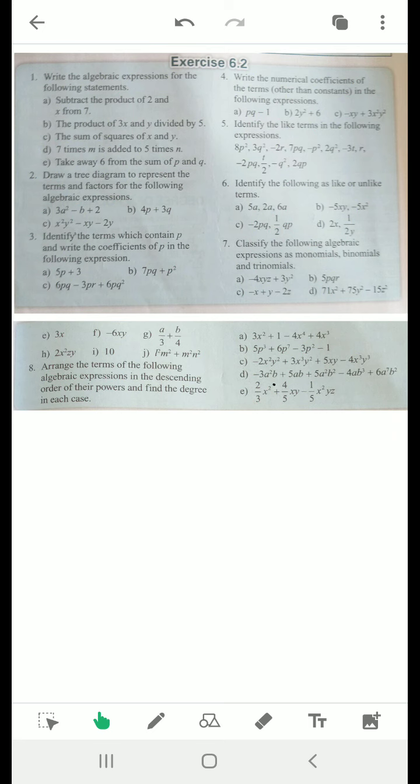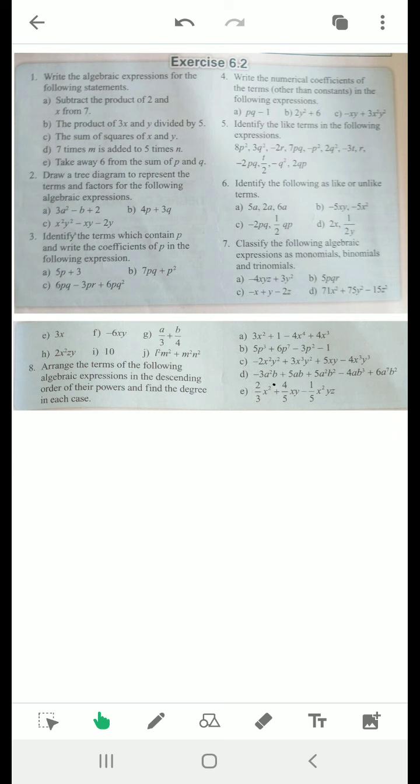In the introduction, I explained what like terms and unlike terms are, what an algebraic expression is, what the terms of an algebraic expression are, and what the factors of the terms are. All these things I explained, along with monomial, binomial, and trinomial. Now, there are some questions related to algebraic expressions.